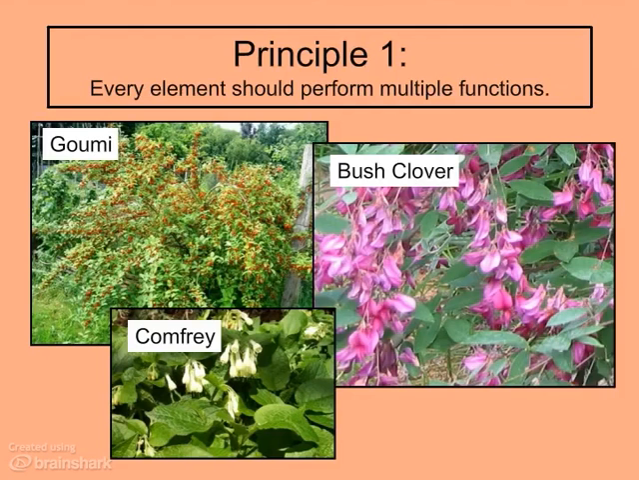One of Mollison's core principles is multiple functions, meaning that every element performs more than one function in the landscape. For example, the gumi plant improves soil fertility by fixing nitrogen in the soil and also produces a crop of edible berries that are packed with antioxidants and vitamin C. Bush clover, another nitrogen-fixing plant, also provides us with edible leaves, which can be eaten raw or cooked. Comfrey is a multifunctional plant that accumulates nutrients in a deep root system, is a nectar source for insects, and it's also used as a medicinal plant.